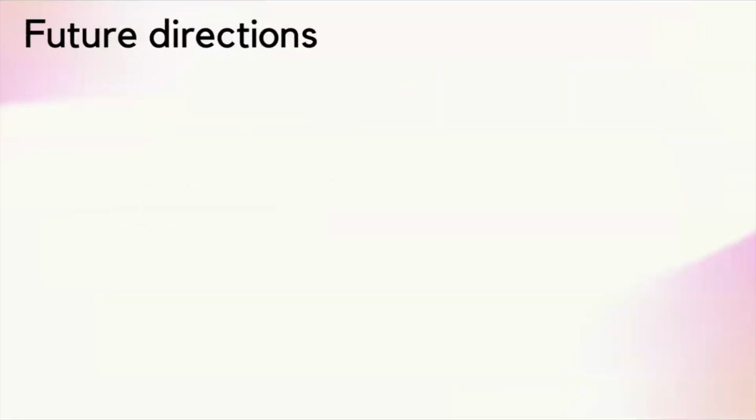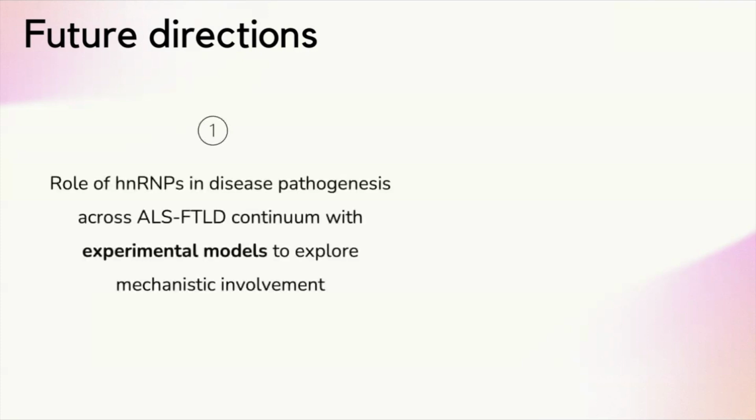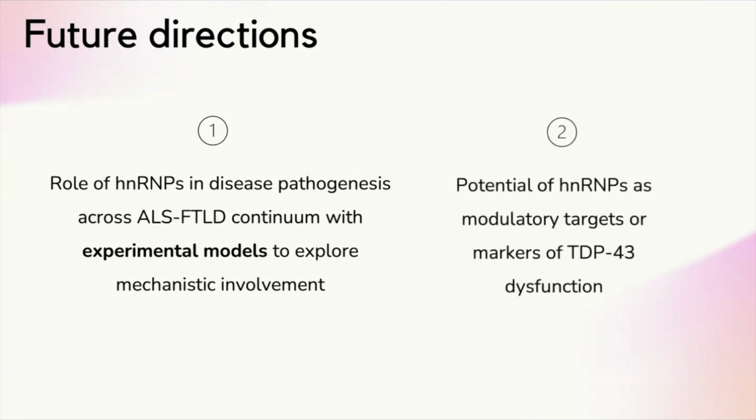Overall, we have shown that these hnRNPs, all with important roles in RNA processing, are aberrantly expressed in neurons of patients with FTLD. This suggests the involvement of widespread missplicing events in the pathogenesis of sporadic FTLD and underscores the need for further investigation into the role of hnRNPs in disease pathogenesis across the ALS-FTLD continuum, using experimental models to explore mechanistic involvement, and to investigate their potential as modulatory targets or markers of TDP-43 dysfunction.